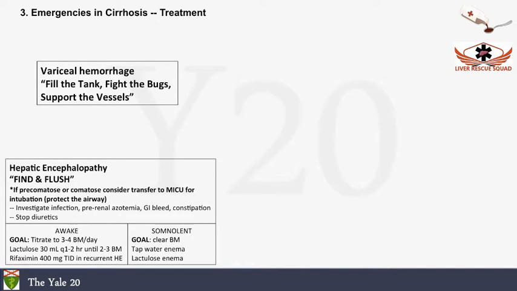Somnolence, so they're sleepy and pre-comatose. You want to clear their bowel movements as much as possible with enemas from below because you don't want them to aspirate from above. Either use tap water enemas until clear or lactulose enemas.